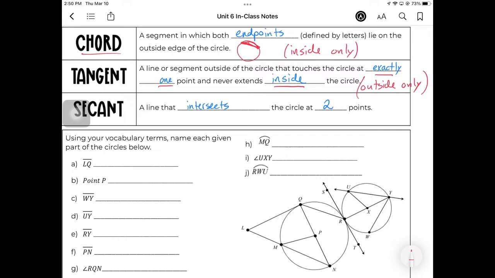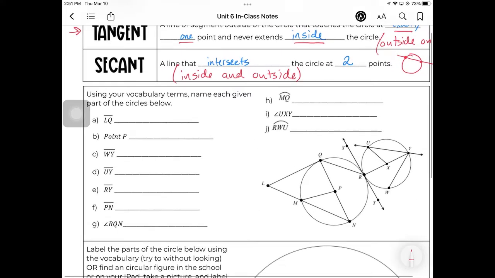And finally, our last vocab term here is the word secant. This is pronounced secant. A secant is a line that intersects the circle at 2 points. So it might look like this, where it goes through the circle at 2 points. It is both inside and outside the circle. Okay? So what we want to do here is use our vocabulary terms and name each of these given parts of the circle using those words. So we'll kind of go through this together.